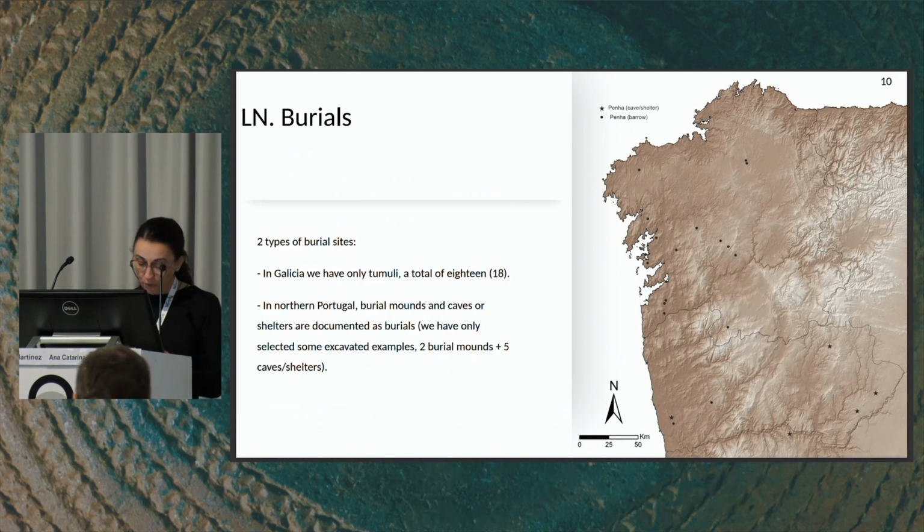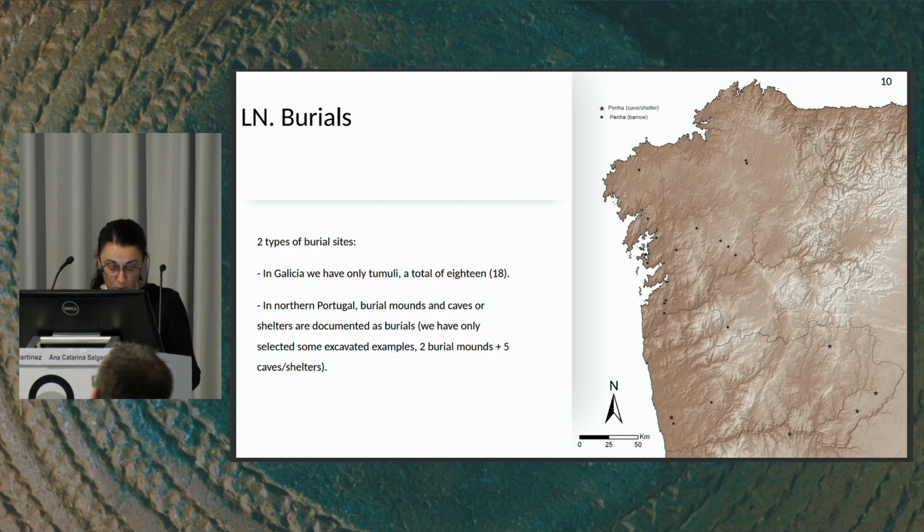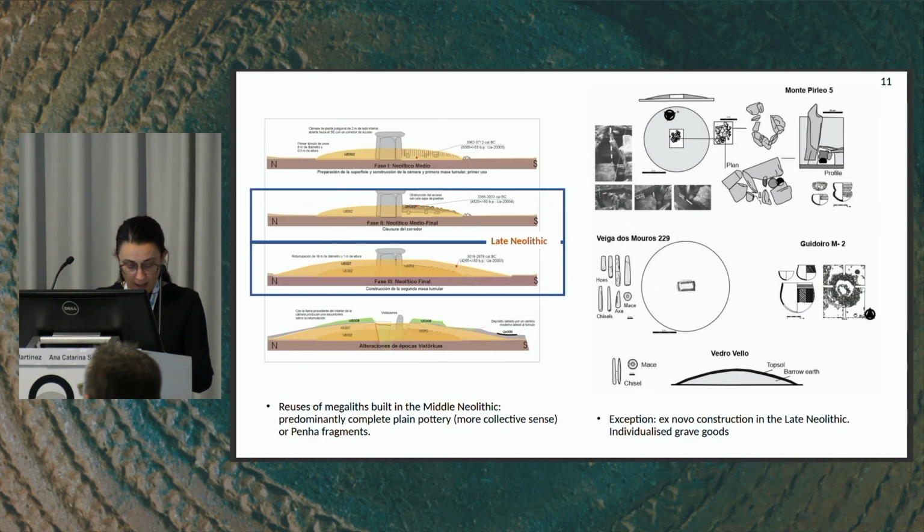We have two types of burial sites. We know in Galicia the megalithic barrows; we have 18 more or less, and in the north of Portugal we find the same type of burials and caves as well. In the case of burials, it should be noted that there are two forms of tombs. The first is the reuse of megaliths built in the Middle Neolithic, which is very frequent. The predominant pottery is plain and is deposited whole.